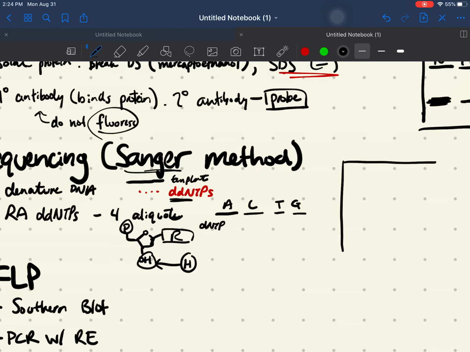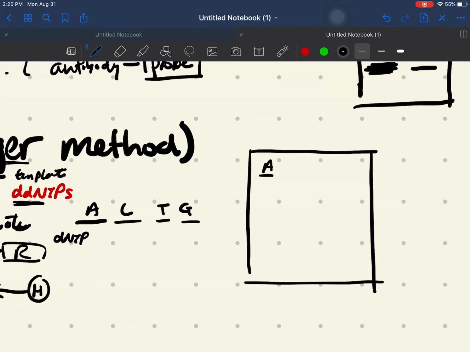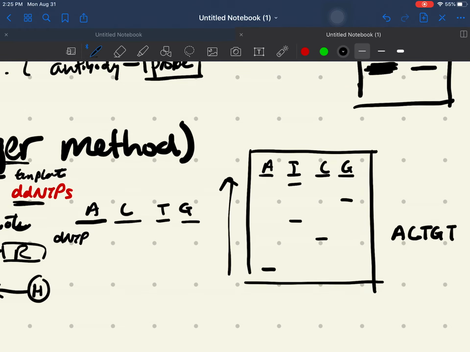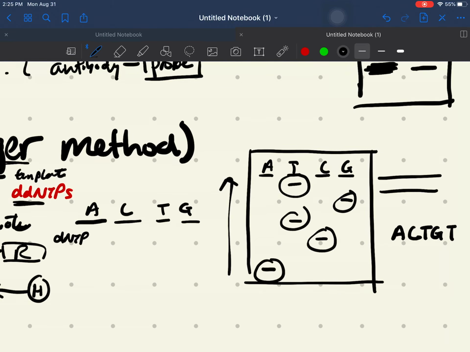You won't be able to synthesize anything more. So that allows you to actually sequence your DNA because you won't be able to polymerize anything. Okay, so essentially you're going to have your 4 aliquots. Remember, A, T, C, and G here, and then you're going to read from the bottom up because remember the smallest fragments are on the bottom. So if we had a blot that looked like this, we can safely say that the DNA sequence would be A, C, T, G, T, A, C, T, G, T, right?